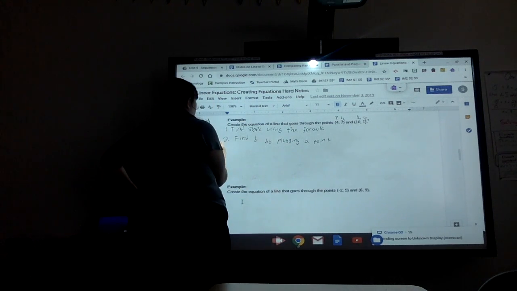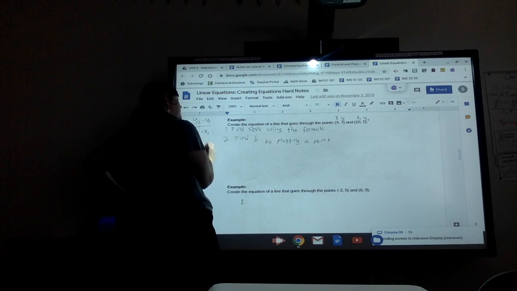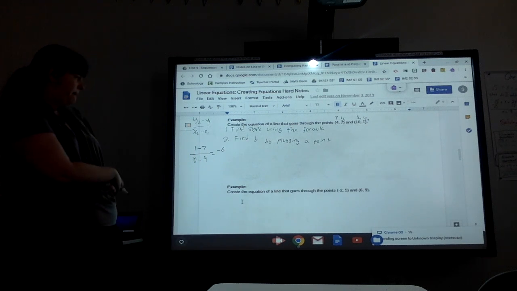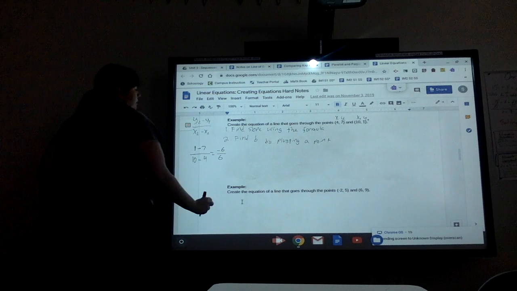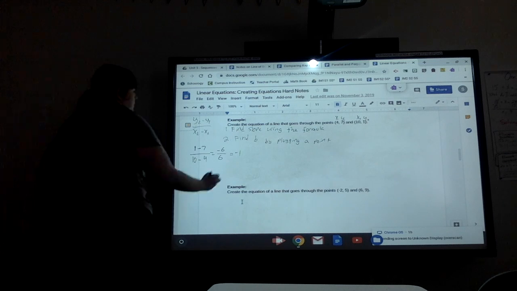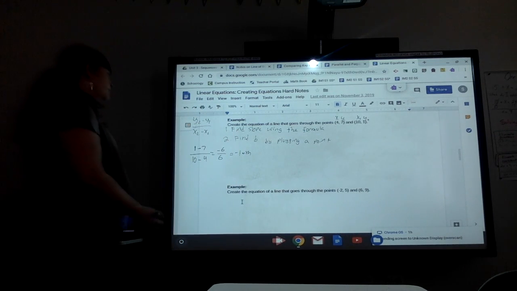So I'm going to take my second y, which is 1, and minus my first y, which was 7, divided by my second x, which is 10, minus my first x, which is 4. So 1 minus 7 is negative 6. And then 10 minus 4 is positive 6. And negative 6 divided by positive 6 is negative 1. So my slope is negative 1. This is my m. This is my formula for slope. So that was step 1.